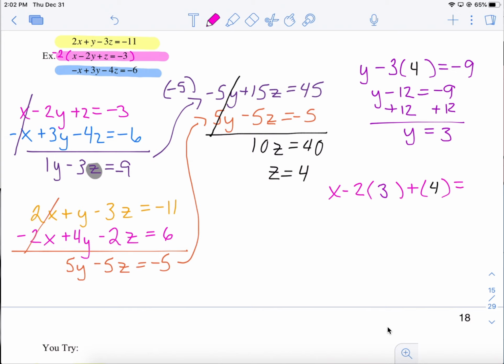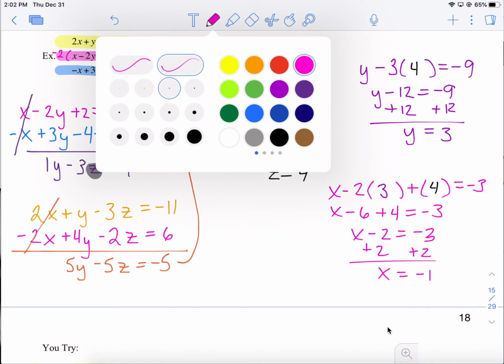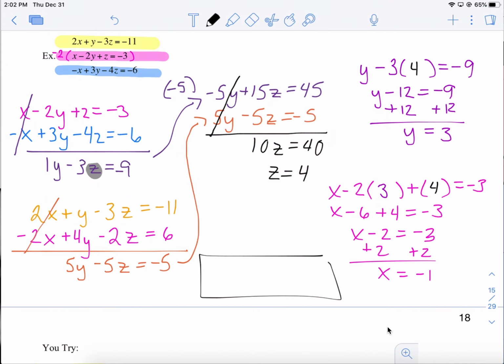equals a negative 3. All right, so we have x minus 6 plus 4 equals a negative 3. Negative 6 and 4 come together to make a negative 2. And if I add 2 to both sides, I get a negative 1. Okay, right now we have 3 different letters. We are going to put them all together to make our final answer. Remember, when you write a point, it's x comma y comma z. So my x is a negative 1, my y is a 3, and my z is a 4.